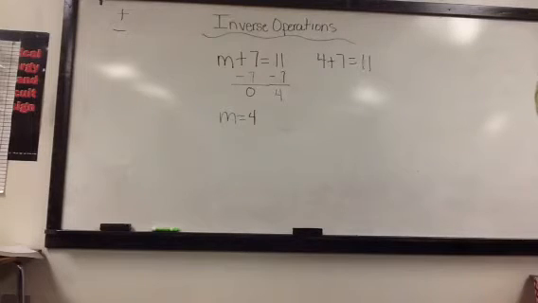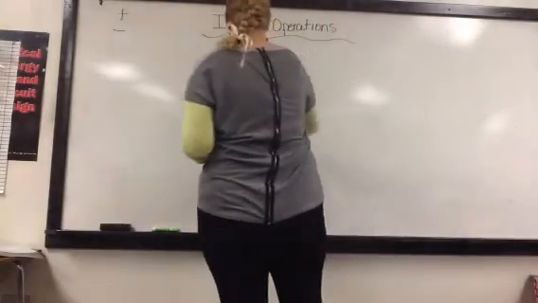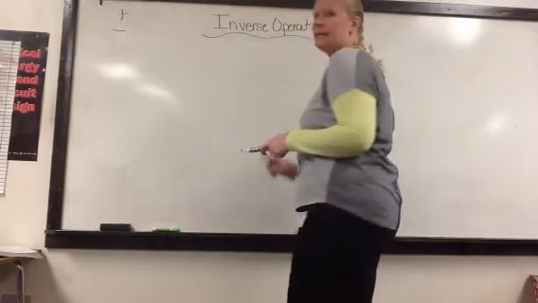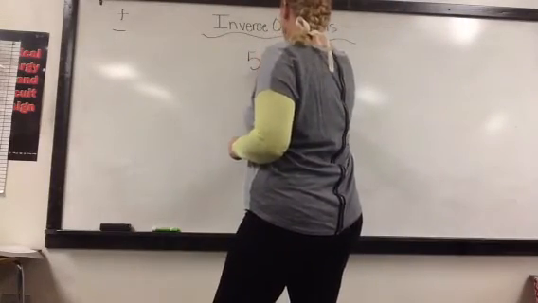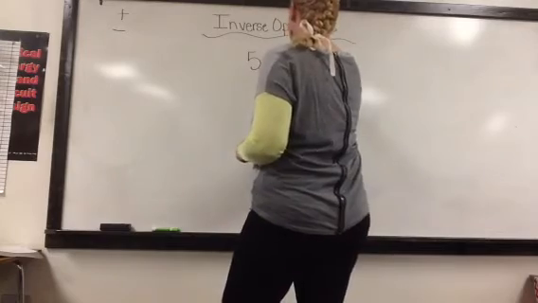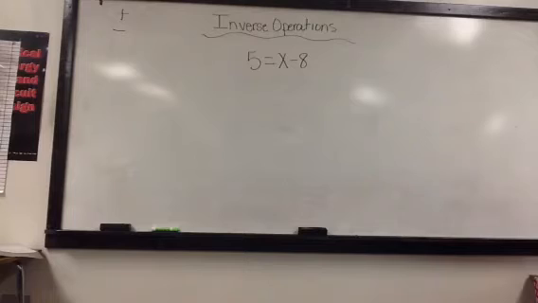All right, let's look at a subtraction one. Look at B. Somebody read what B says for me, please. 5 equals x minus 8. X minus 8. So what is my variable in this equation? X. So I'm trying to find the value of x.